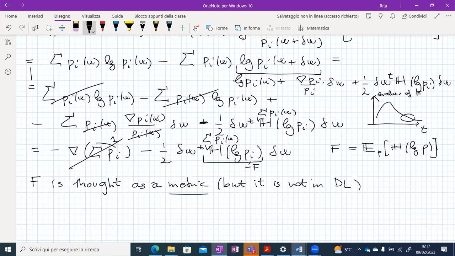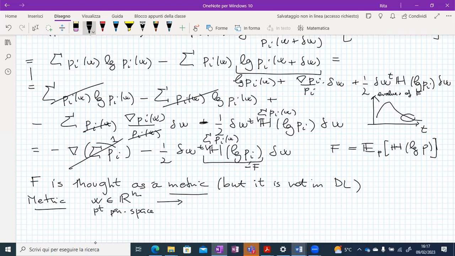So what is a metric? The word metric means that to a point of your space, so you have a space of parameters, let's give it dimension n, okay? So W are the parameters. This is a point in the parameter space.